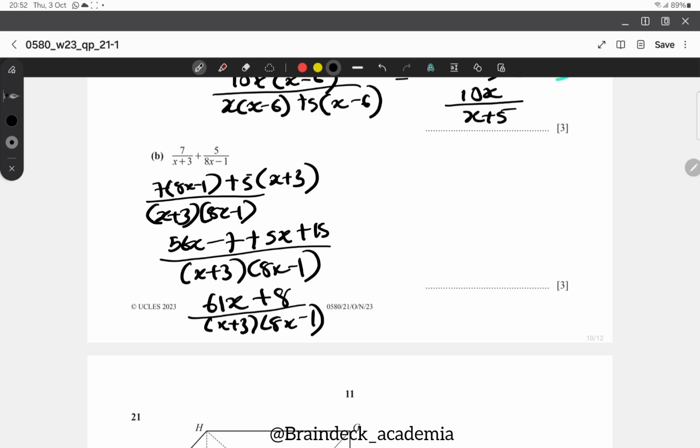At this point, there is literally nothing we can do. So our answer is 61x plus 8 over x plus 3 bracket 8x minus 1.